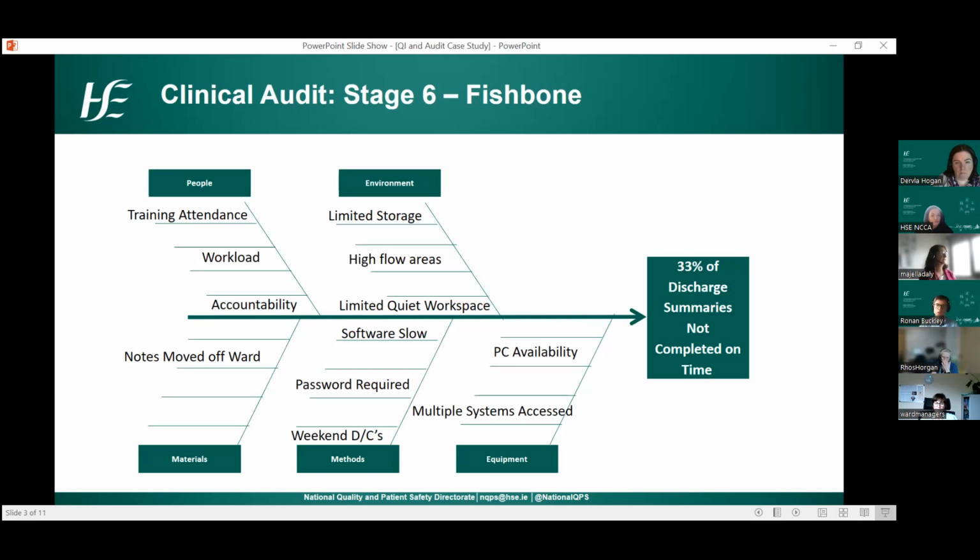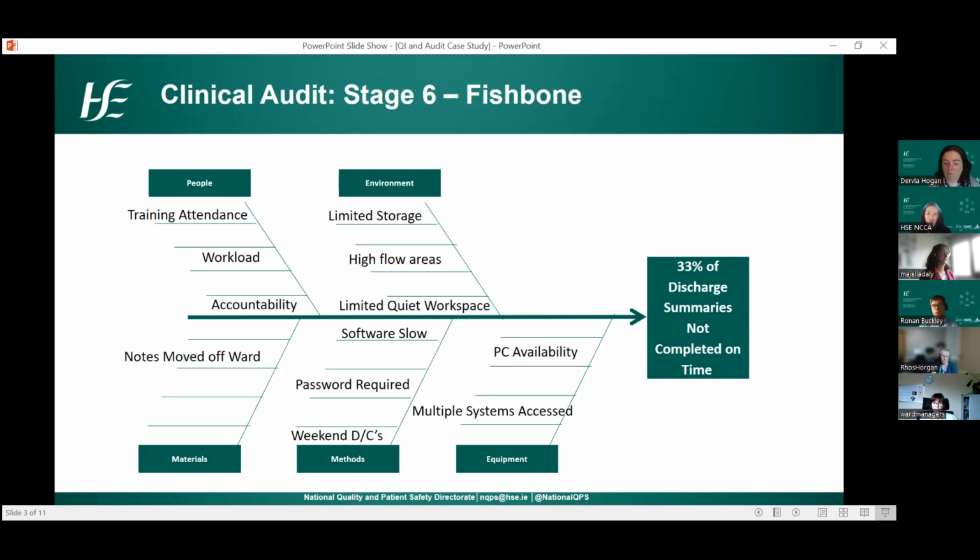And there's no clear process in place for weekend discharges. So is it the responsibility of the intern on call, or is it the responsibility of the primary team when they come back in on Monday to complete that discharge summary? In terms of materials, a lot of the time the NCHD is sitting down to do the discharge summary maybe 5 or 6 days after the discharge, which is within the standard, but they note that the notes are inefficiently moved off the ward and back down to medical records.